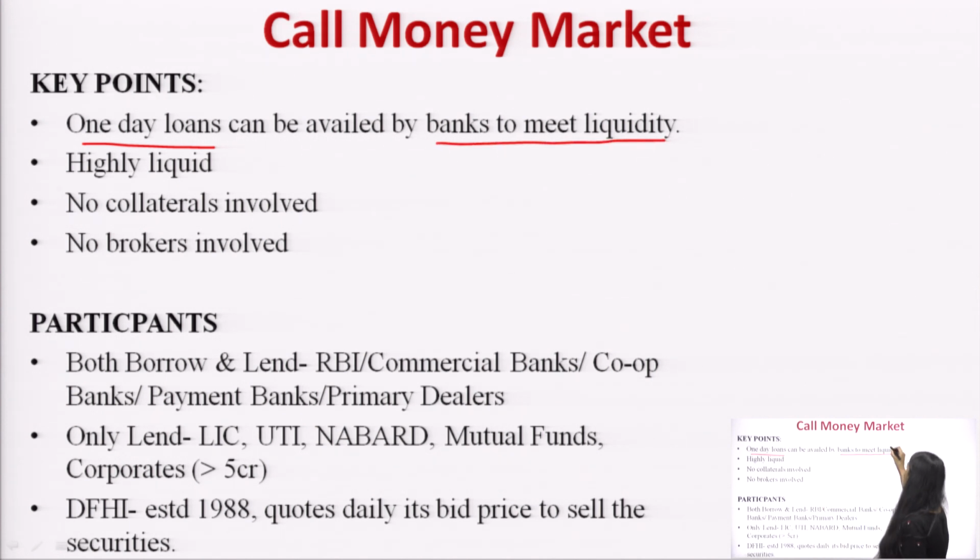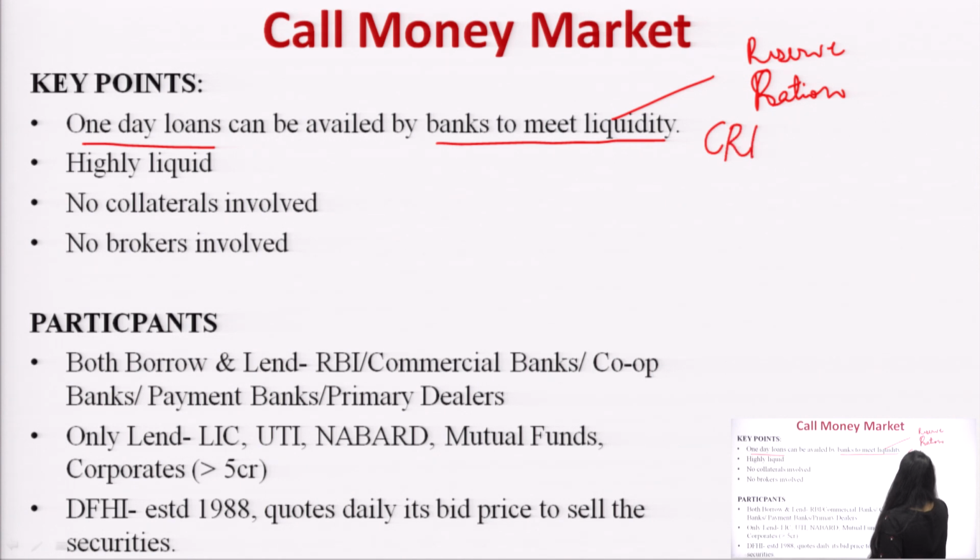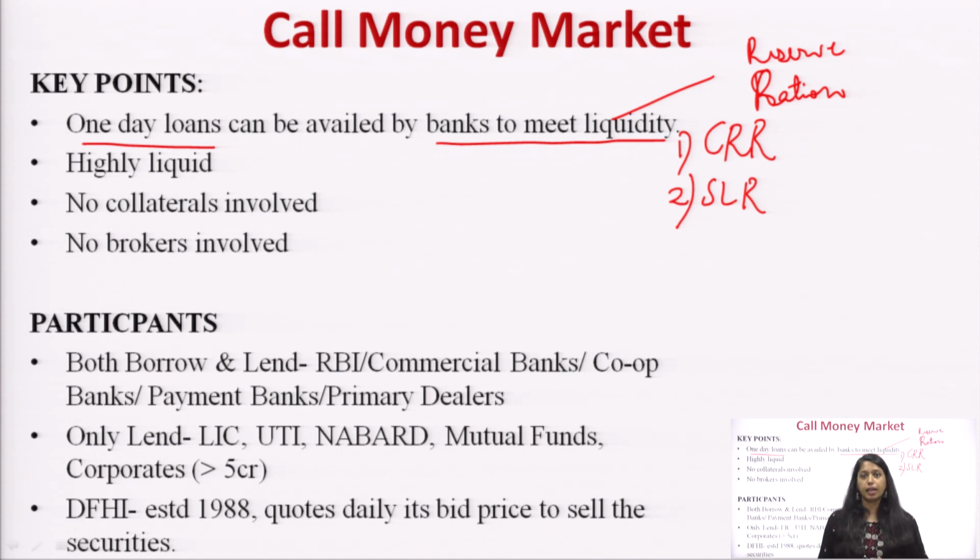Now, what is this liquidity? Banks are required to maintain some reserve ratios with the RBI. And what are these reserve ratios? First is CRR, second is SLR, the cash reserve ratio and the statutory liquidity ratio. Now, if I have to maintain a reserve and deposit a certain amount with the bank, what will I do? If I am in deficit of that fund, I will borrow the money.